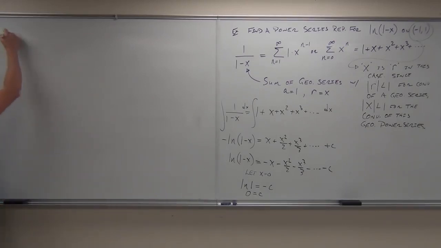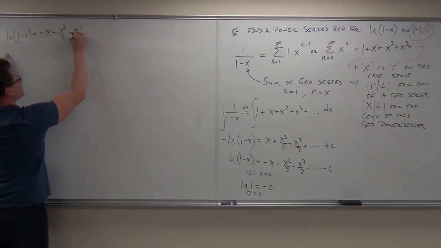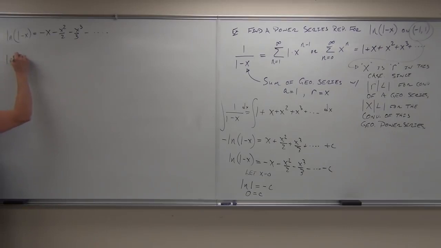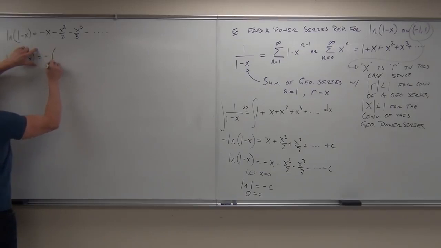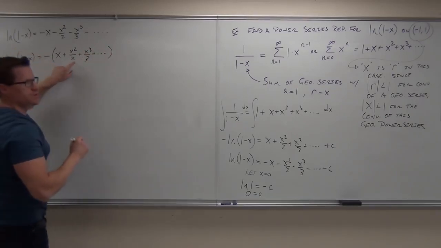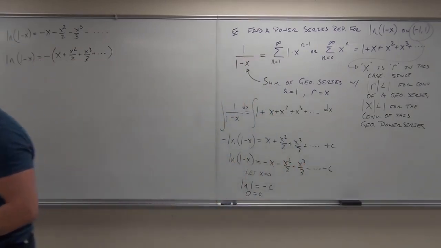Okay. So ln of 1 minus x equals negative x minus x squared over 2 minus x to the third over 3 minus and so on, but no plus c. If we factor out that negative, which we could have done from the very beginning, we have negative times x plus x squared over 2 plus x to the third over 3 plus and so on. All we've got to do is find a series representation for that thing, and it will be done. And it's really easy to do.